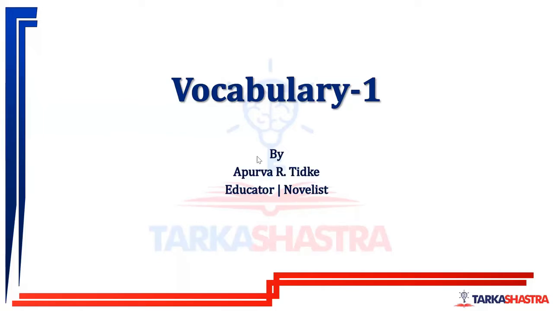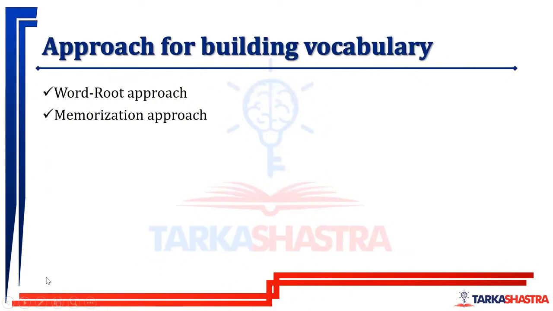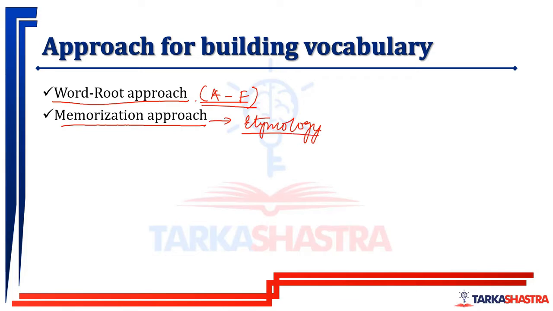Hey guys, welcome to the first session of vocabulary. Today we are going to take a look at some words and approach for building vocabulary. So today the target is to cover the words from word root A to F, and we are going to make sure that we are doing this via the word root approach. I would also talk about the memorization approach, which basically means that when we can't really study the etymology, then we should be going for a memorization approach, because there are some repeated questions in CAT based on vocabulary, and there are some words that are more frequently asked in MBA examinations than other words.